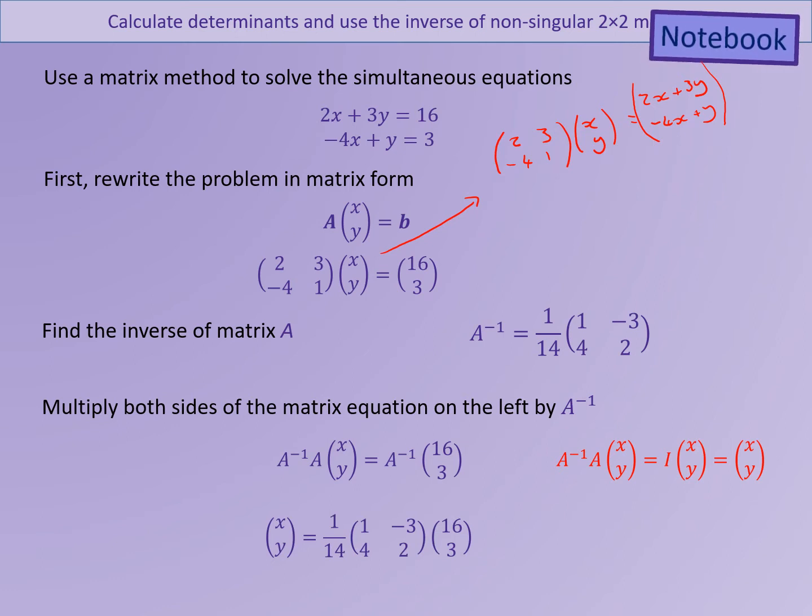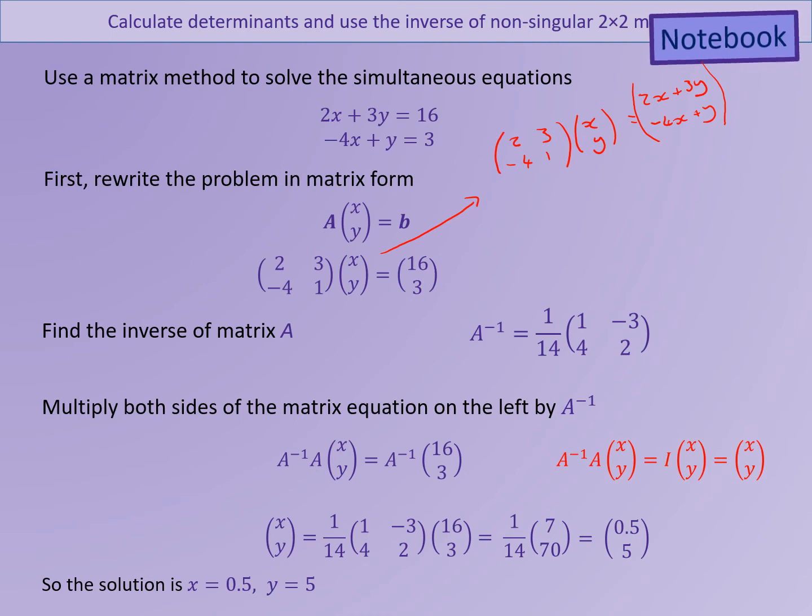The right-hand side is going to be the inverse matrix A inverse multiplied by (16, 3). So we can just multiply that out. It's easier if you multiply the matrix with the whole numbers in first by the vector and then divide by 14 at the end. So the matrix multiplied by the vector becomes (7, 70). When we divide by the 14, we end up with (0.5, 5). So that is telling us that the solution to the simultaneous equations is x equals 0.5, y equals 5. You can go back and check that in the original equations to check that that solution holds.